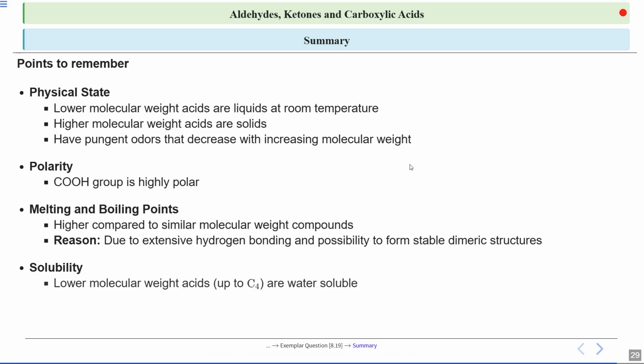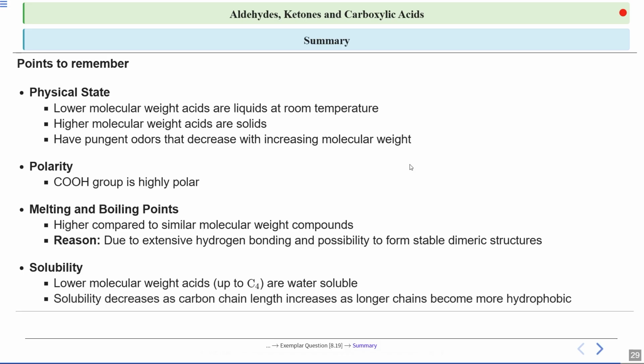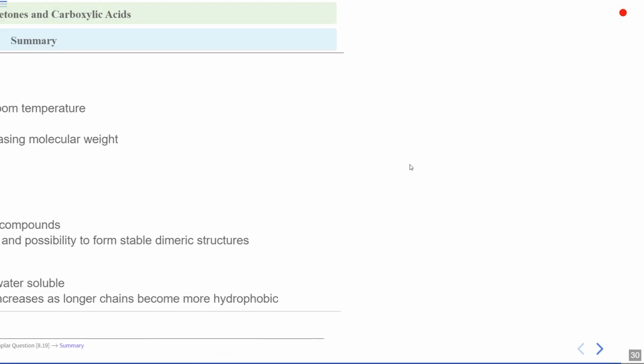Then we talked about solubility. The lower molecular weight acids, up to 4 carbons, are water soluble because the polar carboxyl group can form hydrogen bonds with water. Whereas as the carbon chain length increases, the solubility decreases. The longer carbon chains are more hydrophobic, meaning they repel water, which reduces the solubility.